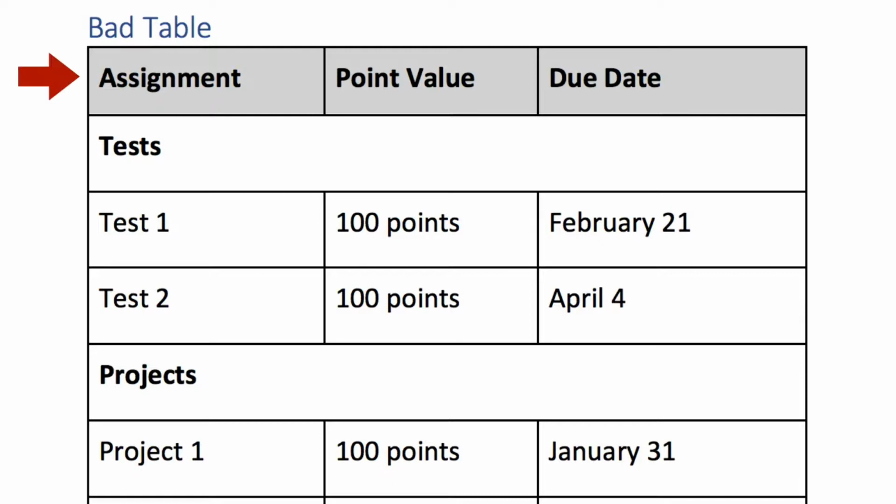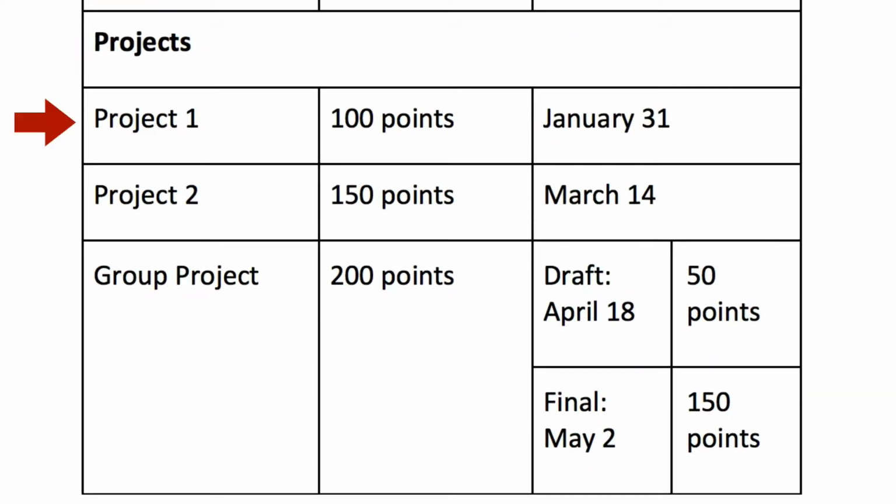Table 1, non-uniform table assignment, point value, due date, row 2, tests, row 3, test 1, 100 points, February 21st, test 2, 100 points, April 4th. Projects, project 1, 100 points, January 31st, project 2, 150 points, March 14th, group project, 200 points, draft: April 18th, 50 points, final: May 2nd, 150 points.